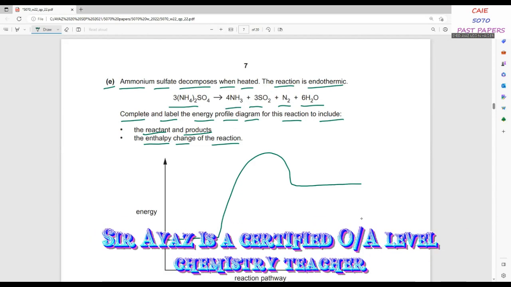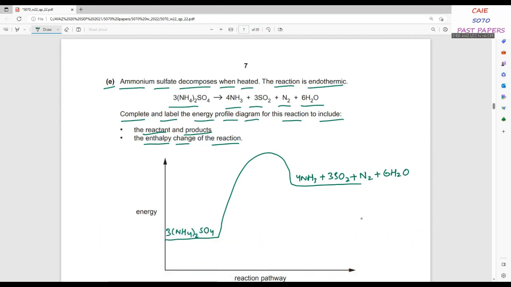Now, let's show the reactants and product. So reactants will be (NH4)2SO4. The products will be 4NH3 plus 3SO2 plus N2 plus 6H2O. The second part, they are saying enthalpy change of the reaction. The enthalpy change should be between reactant and product, should be this. So we'll write enthalpy change.